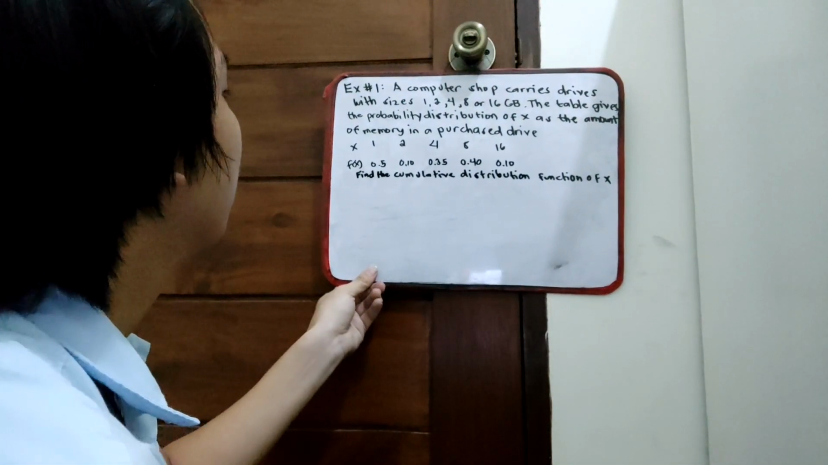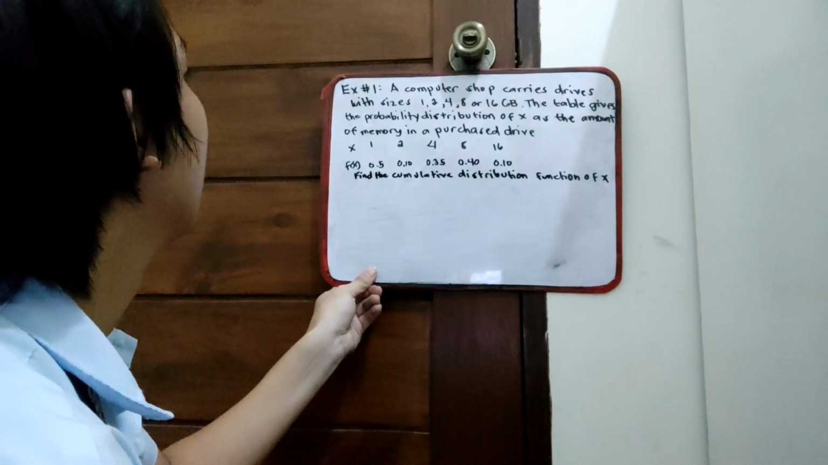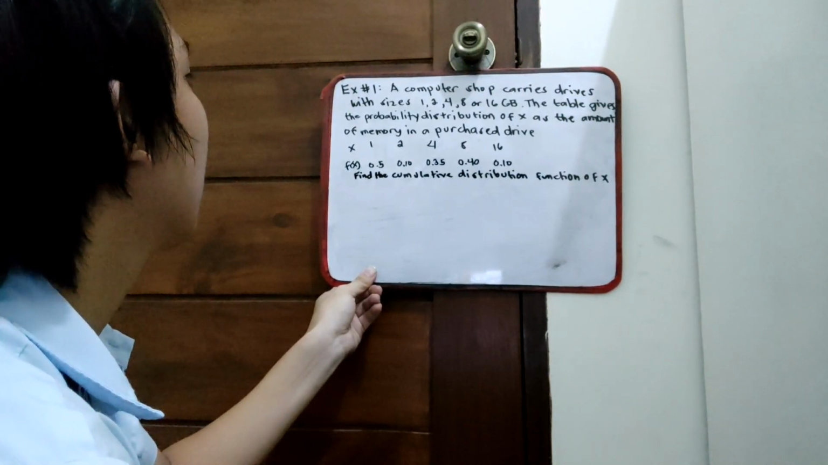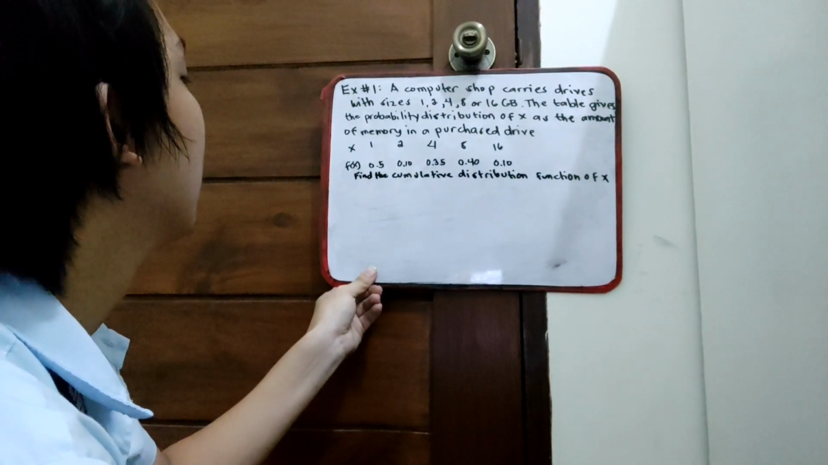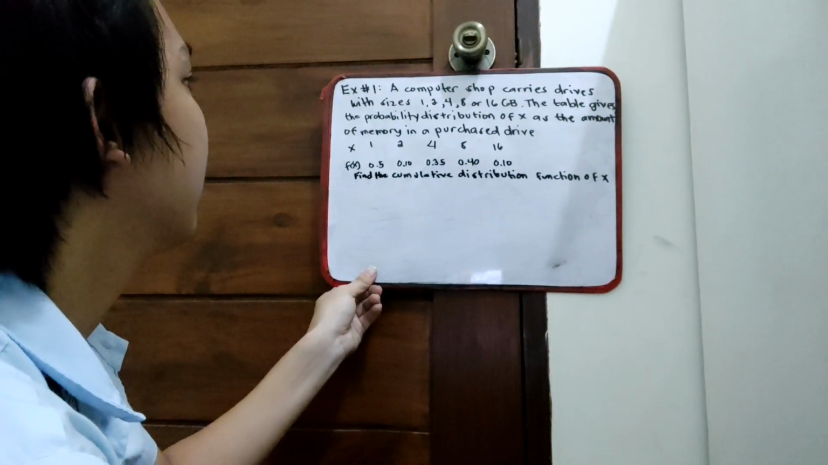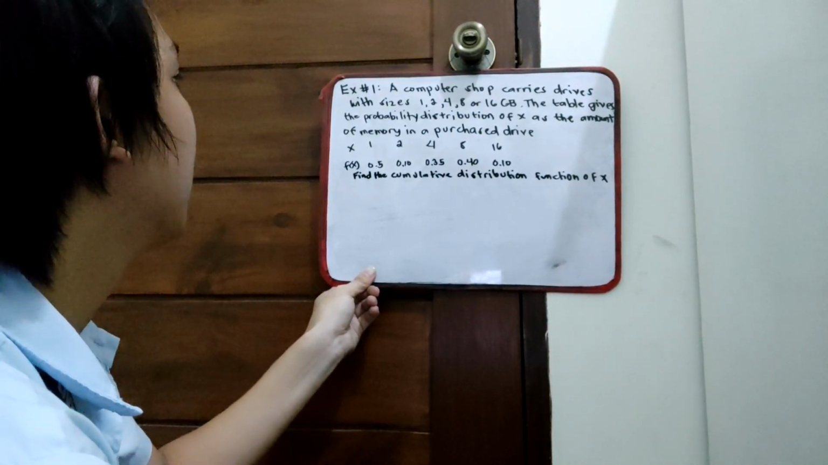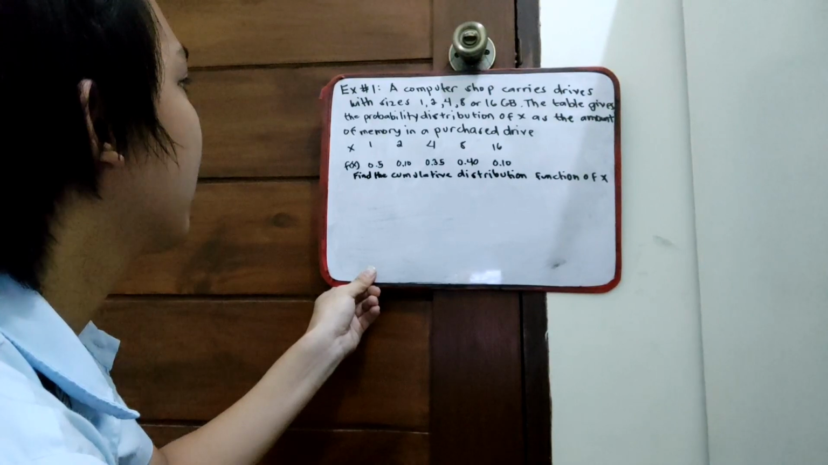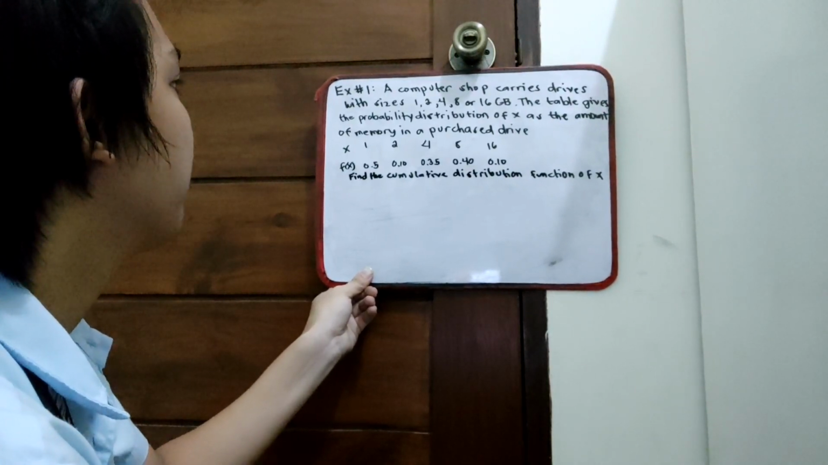Cumulative distribution probability. Example number 1. A computer shop carries drives with size 1, 2, 4, 8, and 16 gig. The table gives the probability distribution of X as the amount of memory in a purchased drive.